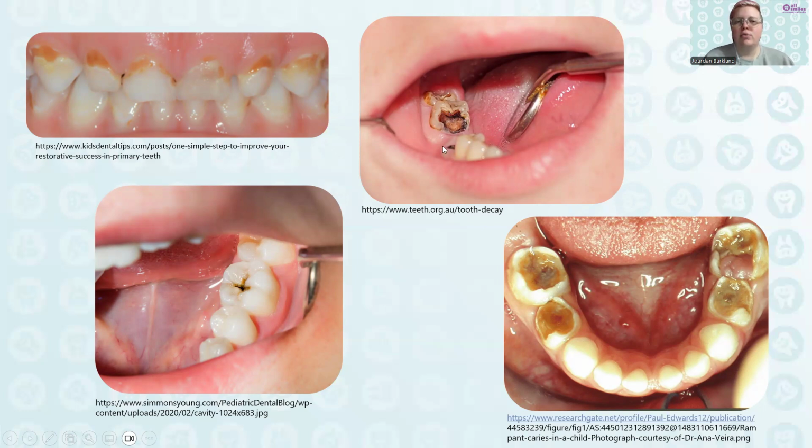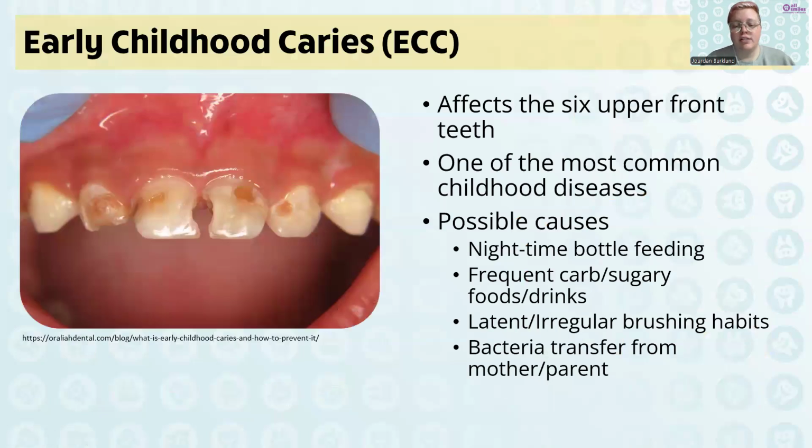I think it's also very important to say that any one of these could be painful or it might not cause any pain. So you can't always use pain as a metric for needing to get a child seen, because any one of these can lead to an infection. So we want to get them treated regardless of pain or not. So I made a specific slide for this. It's called Early Childhood Caries.